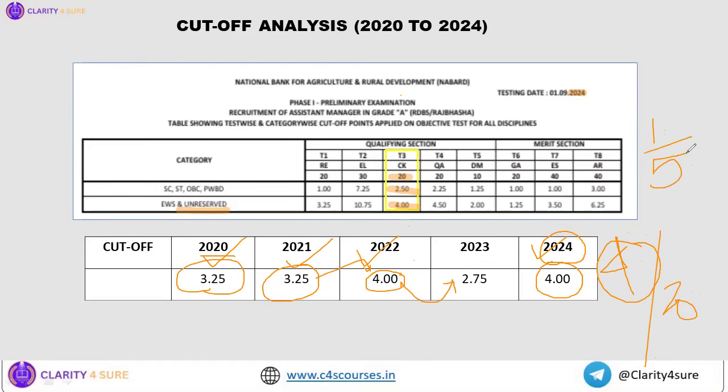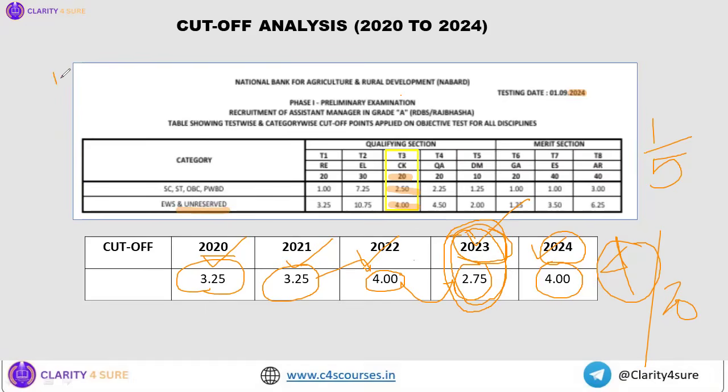Here you see suddenly the cutoff went very low in case of 2023. You know why? Because in 2023, very strange kind of questions came. Very practical, very application related questions came, and those were very unexpected questions. Candidates were not prepared for such questions. As a result, the cutoff went down.